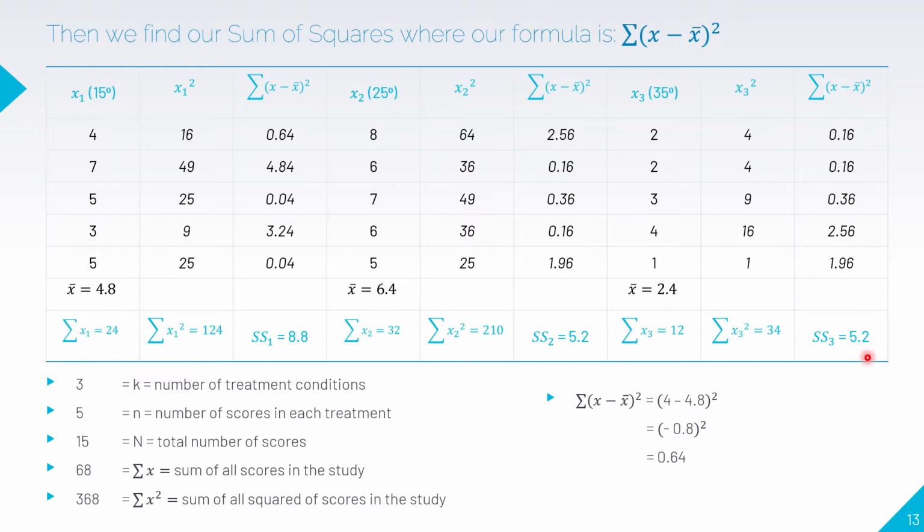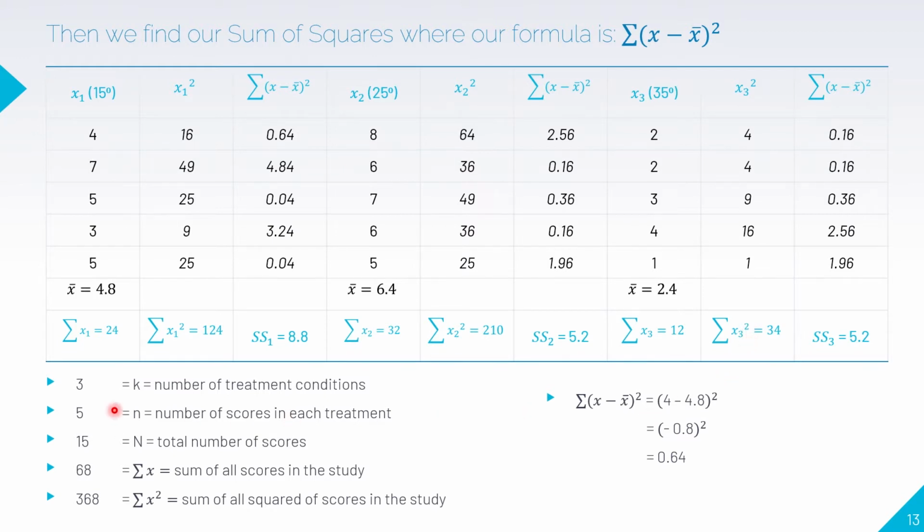So we also have a column here for our x squared, because we will be needing this in our next equations. So 4 squared is equal to 16, 7 squared 49, 5 squared is equal to 25, 3 squared is equal to 9, 5 squared is equal to 25. So we also need to add this to have our summation, because we'll be needing this later. So same as here and same here.